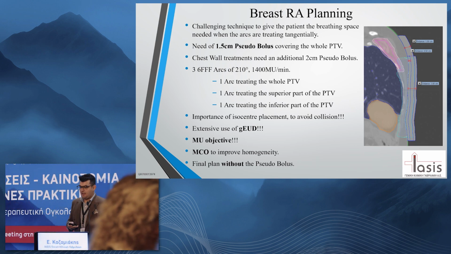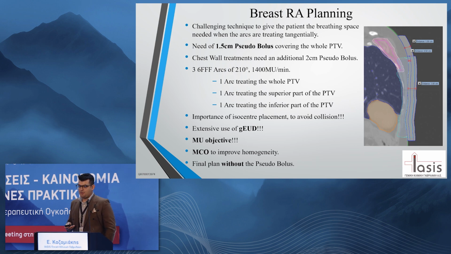We are doing that with optimization structures, mainly the PTV expansion, and we are also using 1.5 centimeters of pseudobolus covering the whole PTV with minus 500 HUs. We always try to have at least 0.5 centimeters of difference between the PTV expansion and the pseudobolus, because the photon optimizer and Acuros deal better with the scatter. We're using 3/6 triple arcs for the plan, and we are extensively using GUDs.